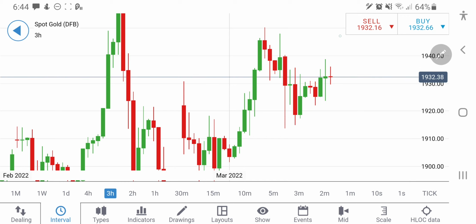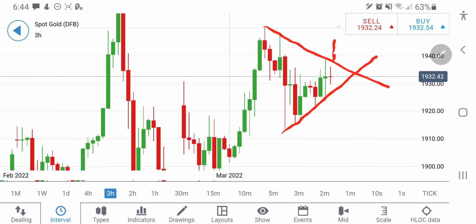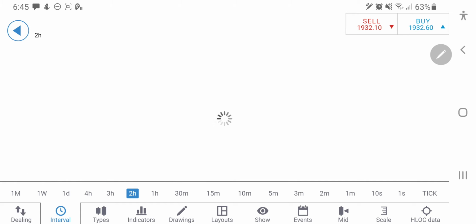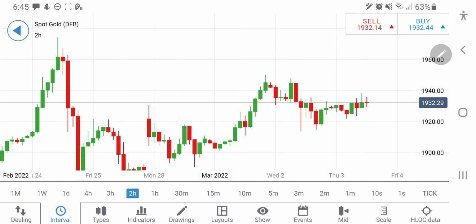Look at this also on the 3-hour charts. On the 3-hour charts, you can clearly see it is trying to trade within this channel. So a breakout is awaited. And once it breaks out beyond 1940 this time, that is going to give it a very bullish move. At the same time, below 1925, it is going to break heavily. That is what it appears. And we have seen it trading within this zone since morning.